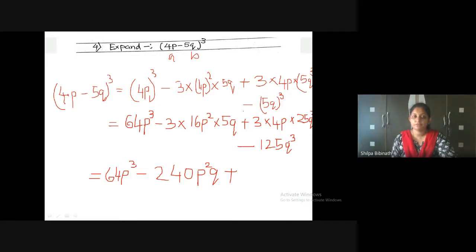4 threes are will give you 12, and then into 25 you can do, or 25 fours are is how much? 100. 100 threes are is 300. That is easy to do. So write there 300 p q square minus 125 q cube. This is your final answer.